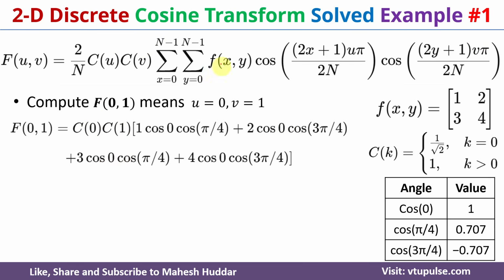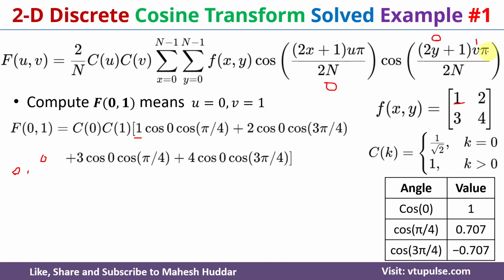So first we need to expand x and y. So x is 0 and y is 0. So 0 comma 0 value is 1. So that is what I have written here, 1. Cos of this value will become 0. It means cos of 0. Next multiplied with cos of, here y value is 0. It will become 0 plus 1 and v is 1.